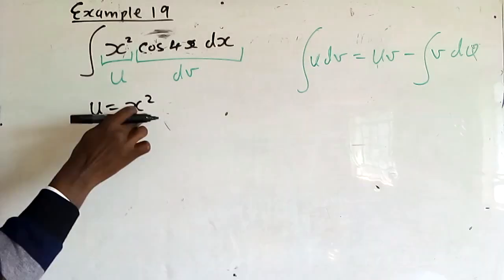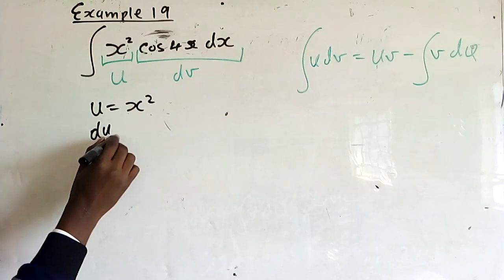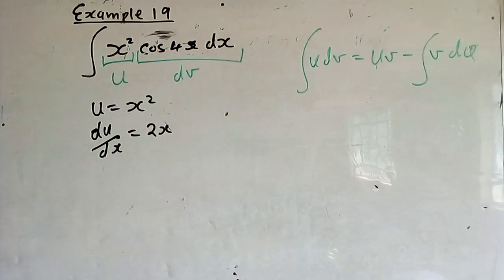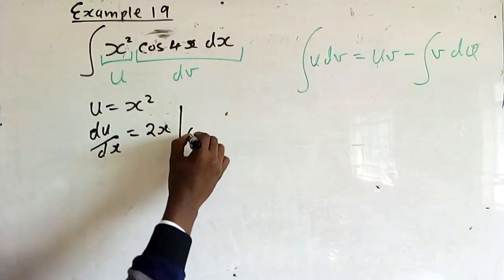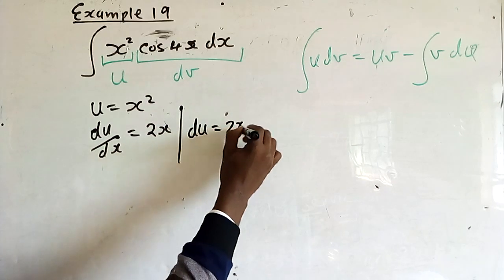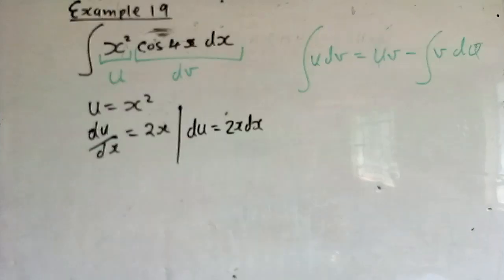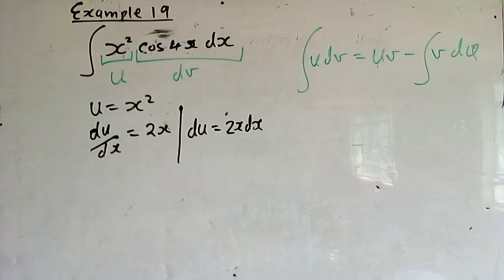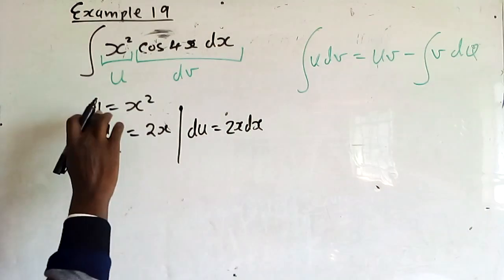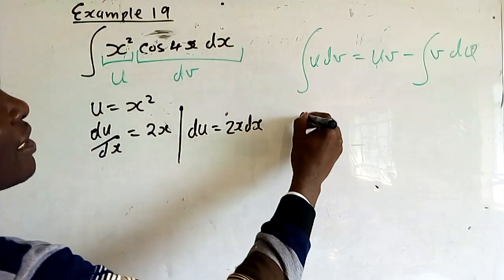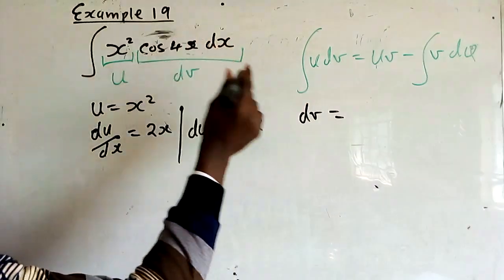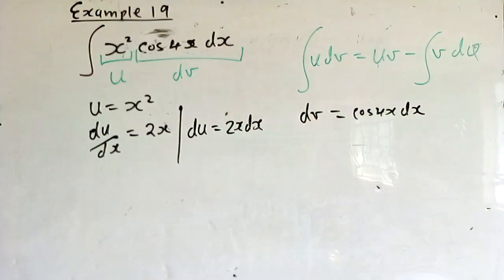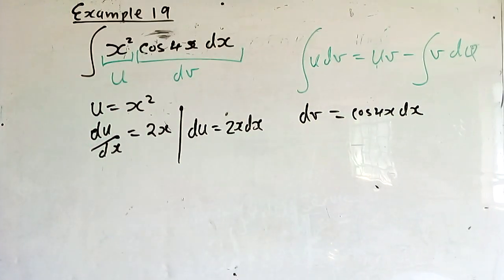If you differentiate u with respect to x, you get du over dx equals 2x. So what does it imply? It implies du is equal to 2x dx, if you make du the subject of the formula and take dx to the other side. Then, what is dv? dv is cos 4x dx. Are we together there?